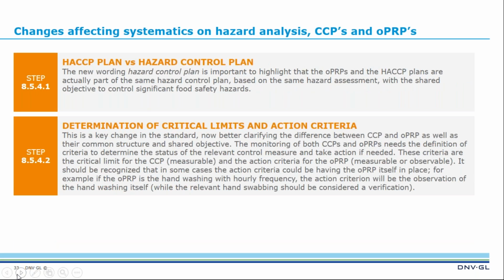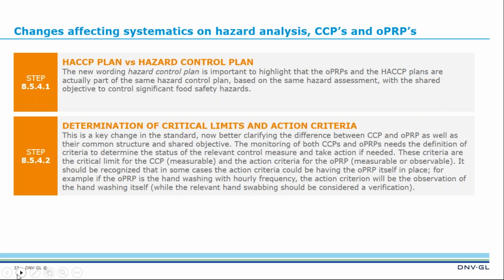Then, compared to the HACCP standards, in clause 8.5.4.1, what we previously called the HACCP plan summary is now a new wording, the HACCP control plan. This further explains that your operational PRP plan summary and your HACCP plan summary are actually part of the same plan summary to control the similar significant food safety hazard. So that is being further explained.